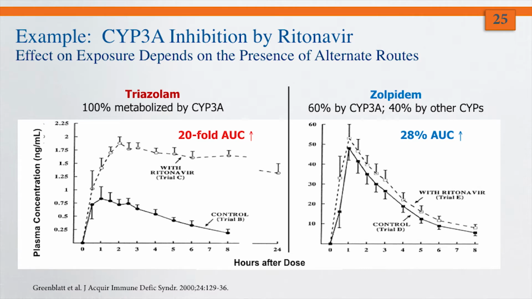And here you see on the left what happens with triazolam. Triazolam, much like midazolam, which we described as a sensitive substrate, is metabolized extensively and exclusively by CYP3A. So when you give a strong inhibitor like ritonavir, you see a 20-fold increase in exposure of triazolam, which is quite profound. On the other hand, zolpidem, also known as Ambien, is metabolized only partially by CYP3A. It's also metabolized by other CYP enzymes. When you combine it with ritonavir, you see only a 28% increase in exposure.